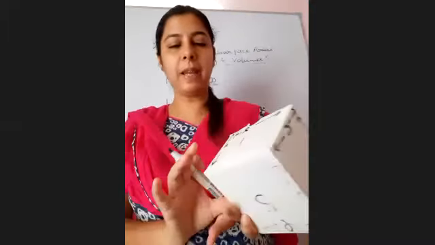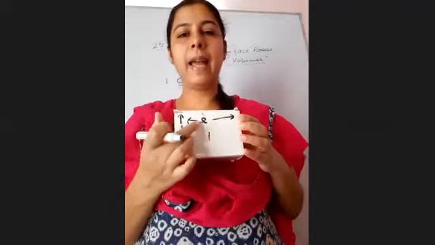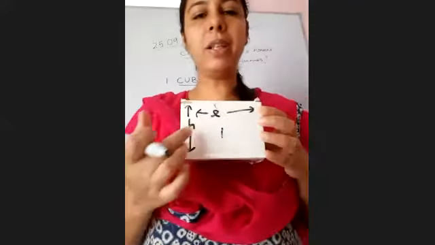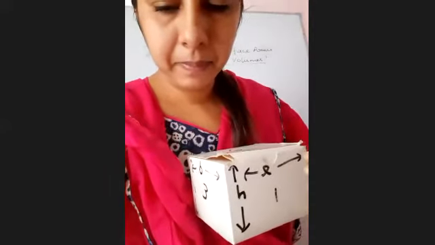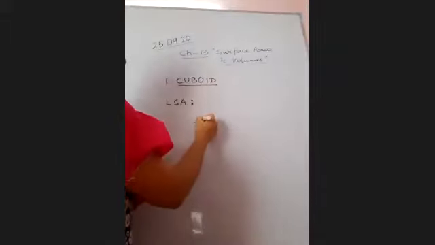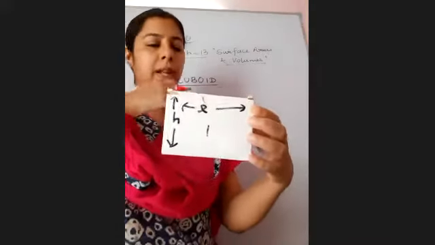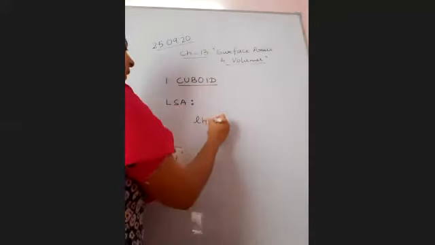Now, children, see. On face 1, L and H are the dimensions of this rectangle. What is the area? L into H, LH. And what is the area of its opposite face? Just opposite, that is face 2. L into H.